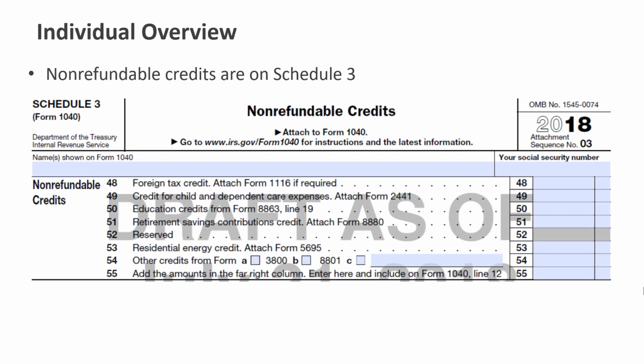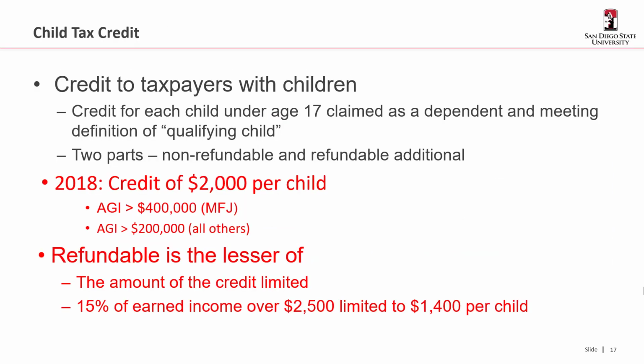So here are the non-refundable credits listed on Schedule 3. So the foreign tax credit, the credit for child and dependent care expenses, those education credits we've mentioned. There's a savers credit for very low income individuals that actually put money aside for savings. They can take a credit for a percentage of what they put aside. The residential energy credit, and then there are a couple other credits that are less important.